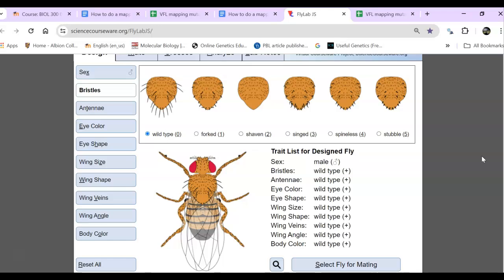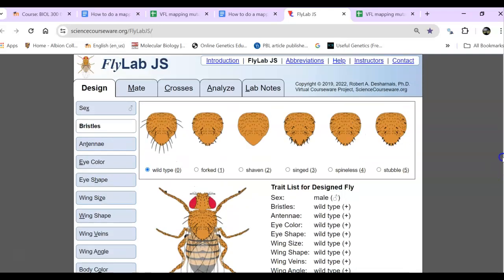And so anyway, the mutants that we're going to map are, and so I should start this over. Let's see.